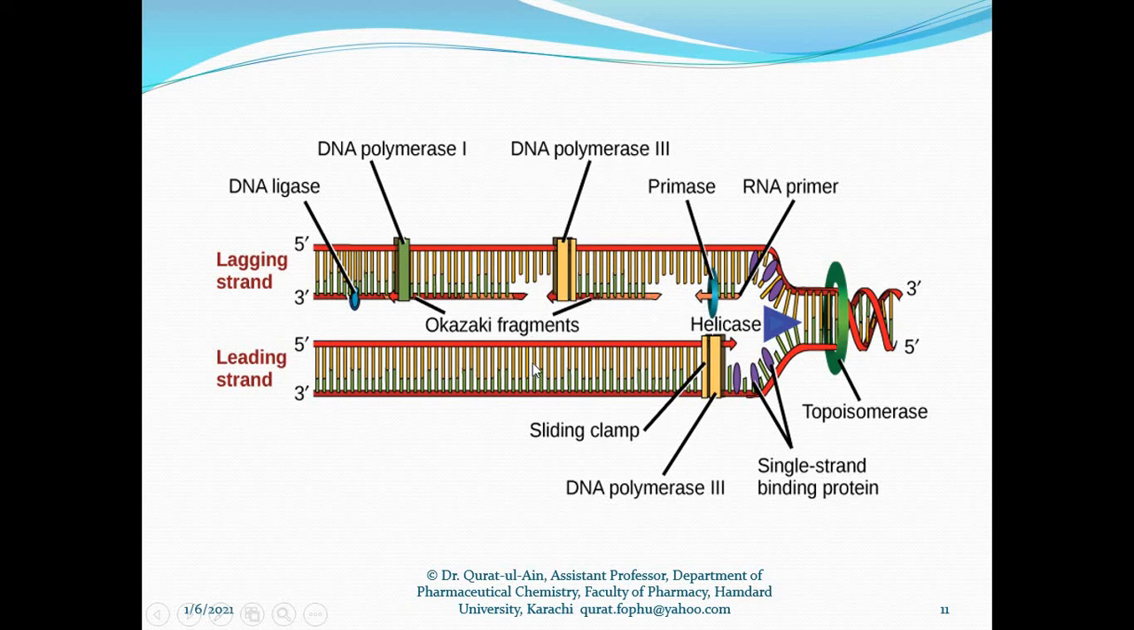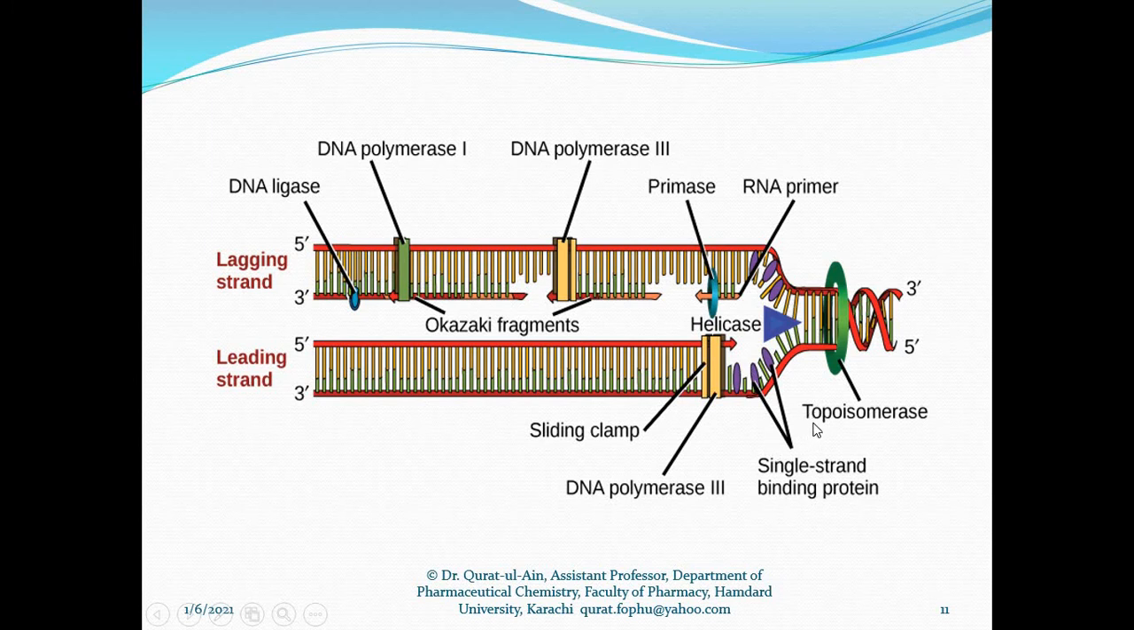And after that, what would happen? After adding a large number of nucleotides on the DNA template strand, this DNA polymerase 1 would remove this primer, and then after the removal of this primer, the nick that will be remaining would be filled up by this DNA ligase enzyme.